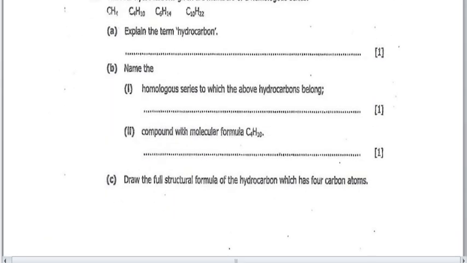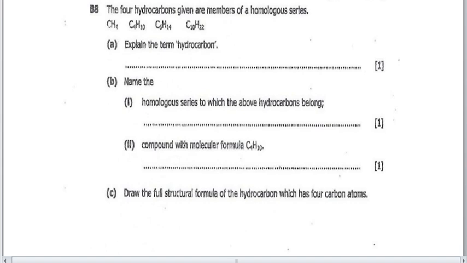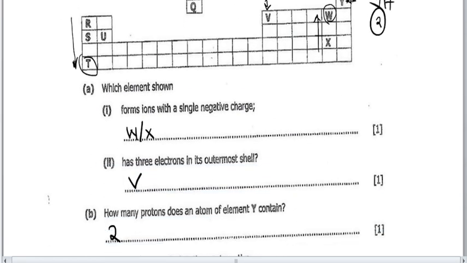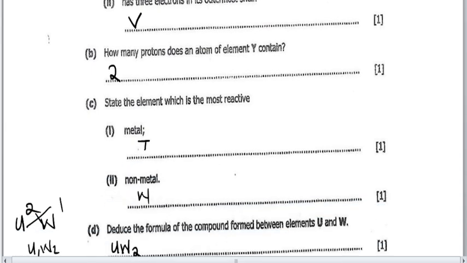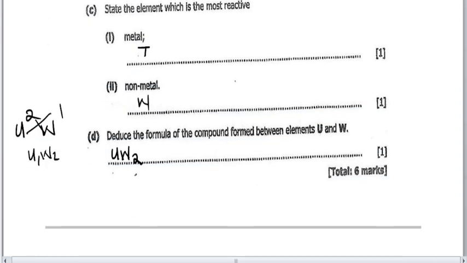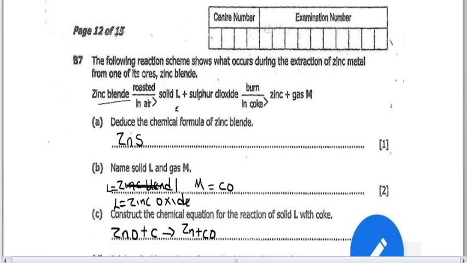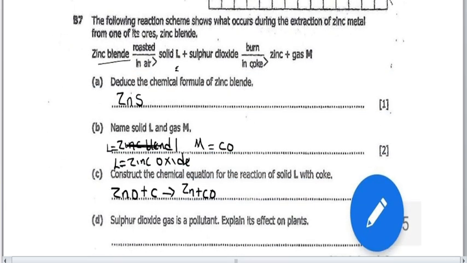Part D, sorry, I just go down a bit. Where are we? Okay. Sulfur dioxide gas is a pollutant. Explain its effect on plants.